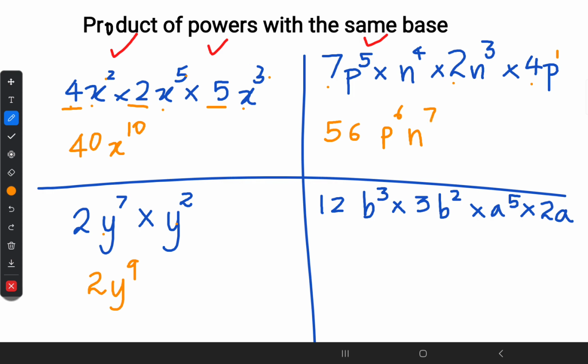Then in the last question, 12 times 3 is 36, times 2 is 72. B powers, B power of 3, B power of 2 will become 3 plus 2 is 5. A power of 5 and there is another A. That means A power of 1. It will become A power of 6. These are the correct answers in product of powers with the same base. Remember the concept. It's easy.